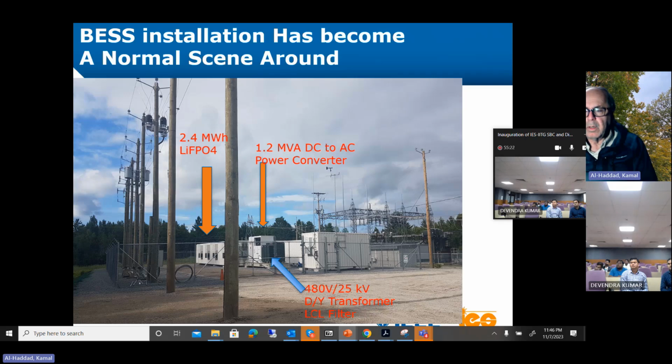The converter here is powering a pad-mount boost transformer, which is boosting the voltage from 480 volt three-phase delta connection to a Y connection, 25 kV, which is connected to this substation that you can see here through an LCL filter that is found here.